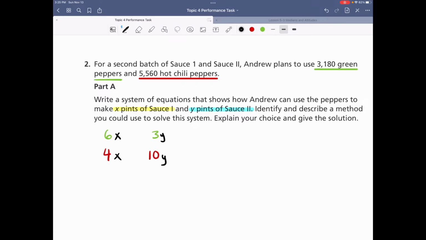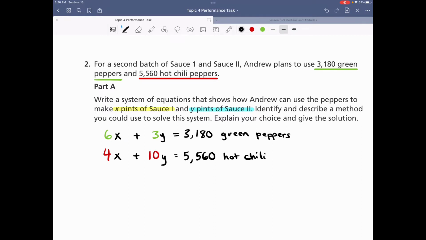All we have to do now is add the green peppers and the red peppers, and that's going to equal the new amount of supplies. So 3,180 and 5,560. And that's for the hot chili peppers and for the green peppers. The second part of this is asking us to solve this system.